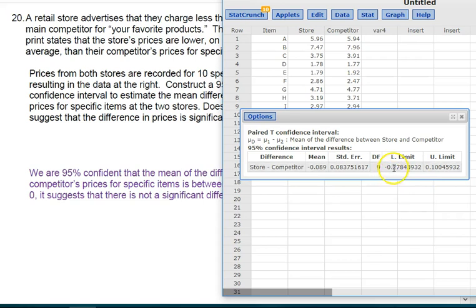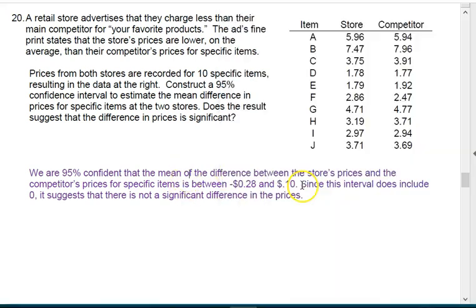Again, this time we have one limit that's negative and one limit that's positive. This is saying that the difference between prices for specific items is somewhere between negative 28 cents and positive 10 cents. That means technically the difference could be 0, which would mean that the prices were the same. Since the interval does include 0, that suggests that there's not a significant difference in the prices.